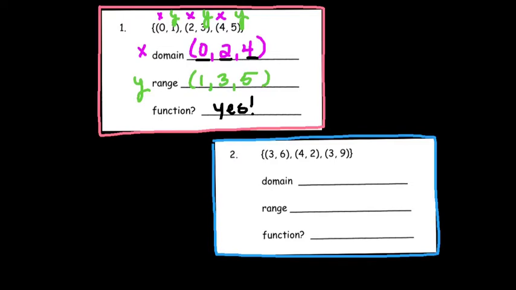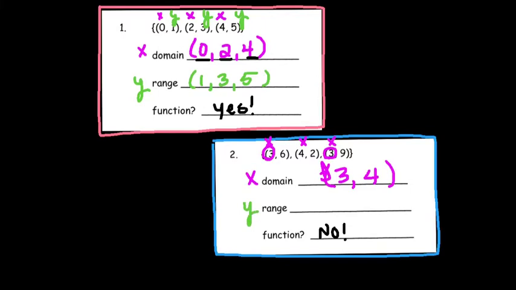Okay, and the second one, again, the domain are all the x's. That's the first number in each of these set of ordered pairs. So here we have 3, 4, and 3. Right away, I want you to notice that they repeat. So therefore, it is not a function because our x is repeated. Now, because they repeat, I don't need to write them twice. I'm just going to write 3 and 4 for our domain.